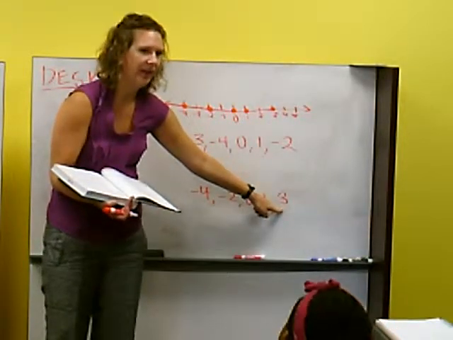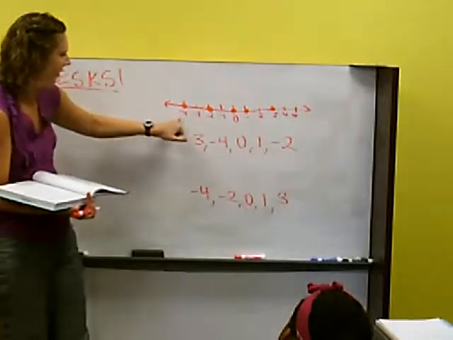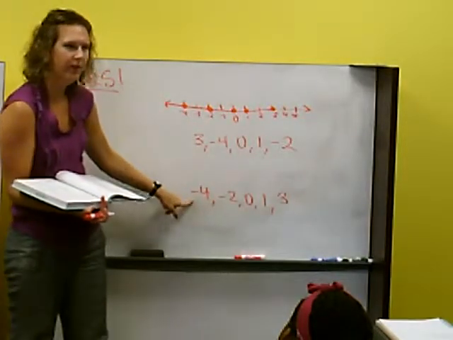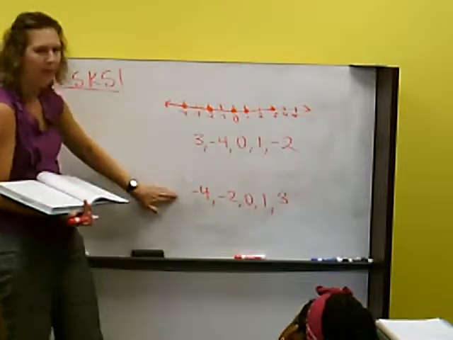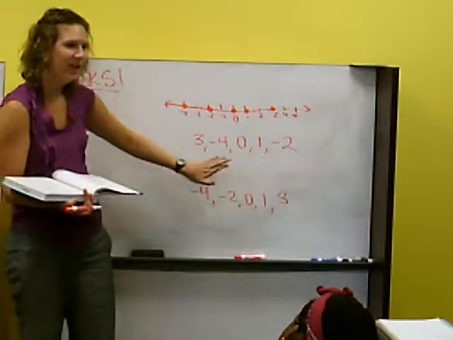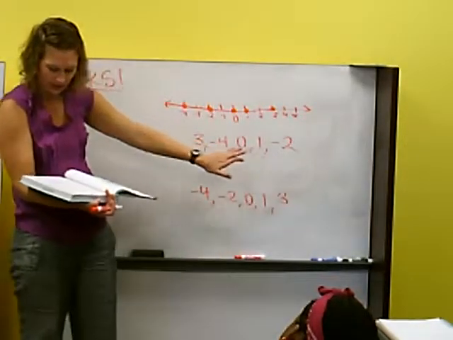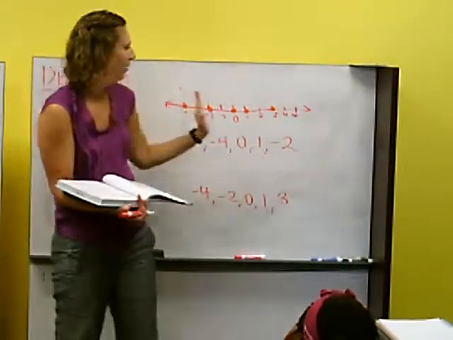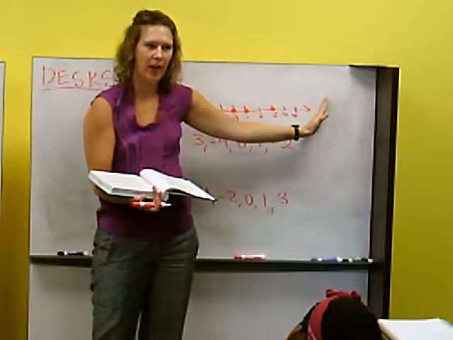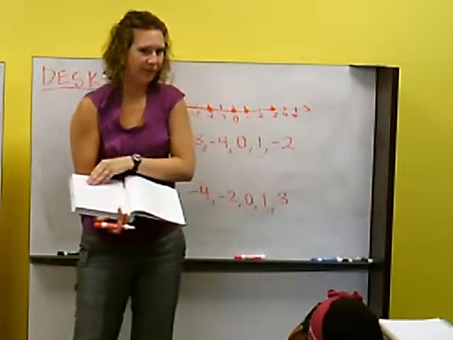Right? You clear on that? Okay, that -4 is farthest to the left, so it's going to go first. And then we just have to look and arrange. So the order on the number line is the same order that you're going to write from least to greatest. If it asks you to write these integers in order from the least to the greatest, you're going to go from the left of the number line to the right. Okay? We're good on that?